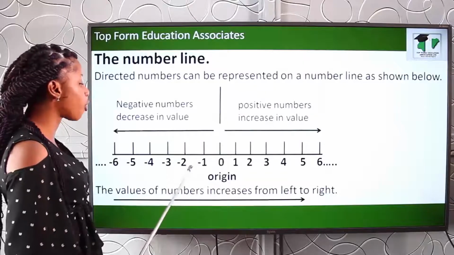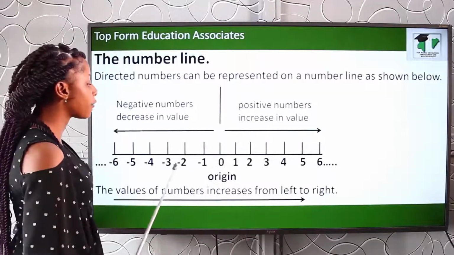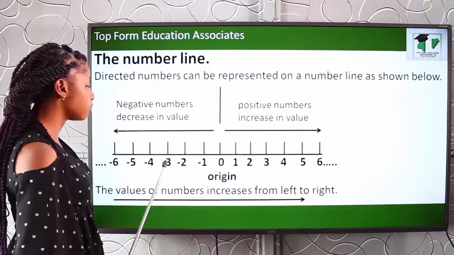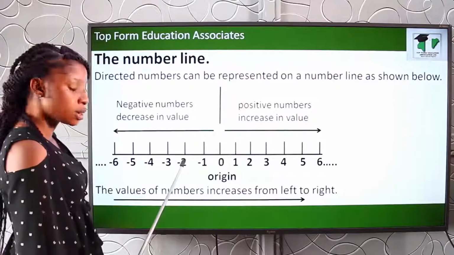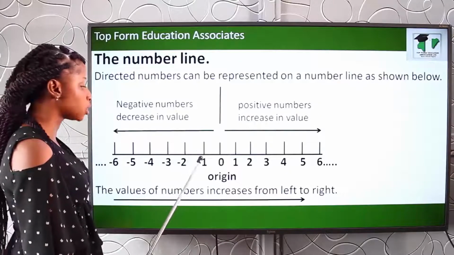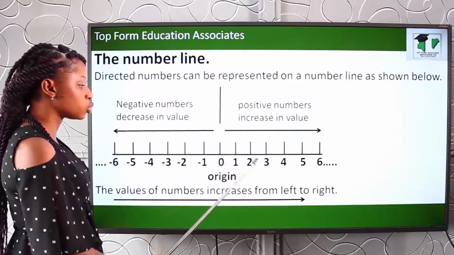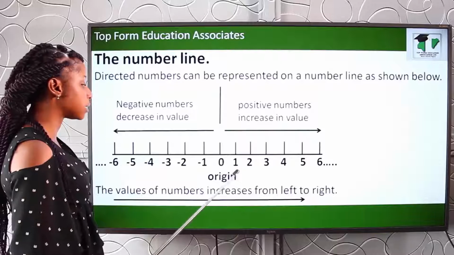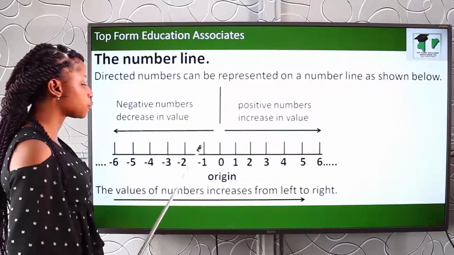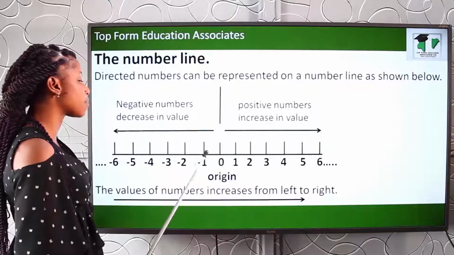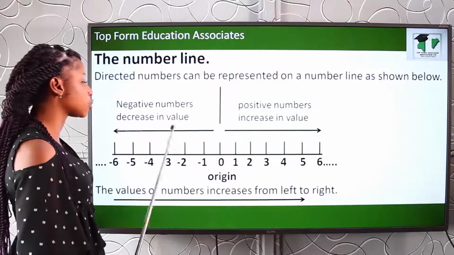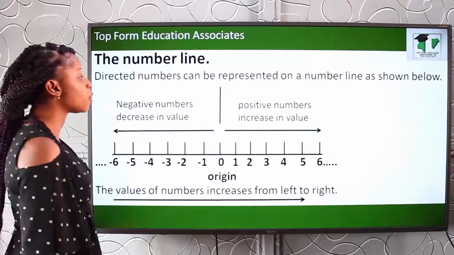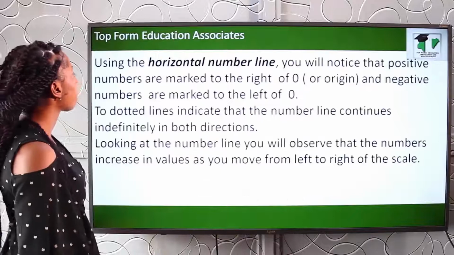Okay, like we've said before, it increases from left to right. Minus 3 is greater than minus 2, and minus 2 is greater than minus 1, 0, 1, 2, okay? It increases from left to right. Minus 1 is greater than minus 2, and minus 2 is greater than minus 3, okay? It increases from left to right.